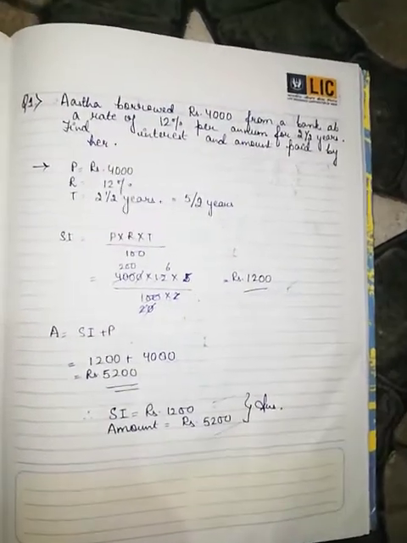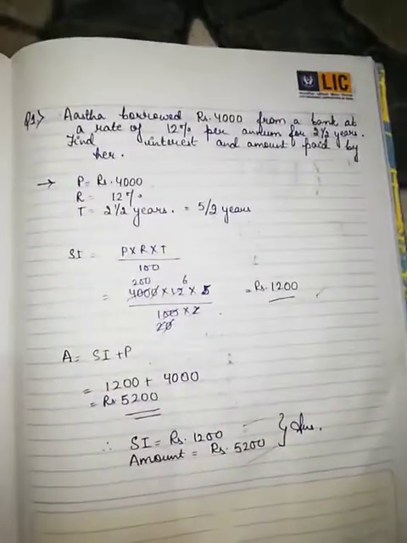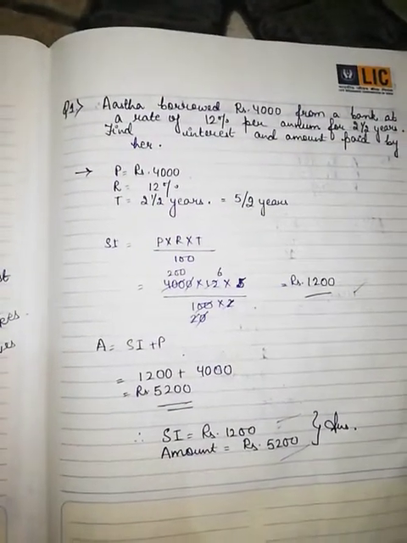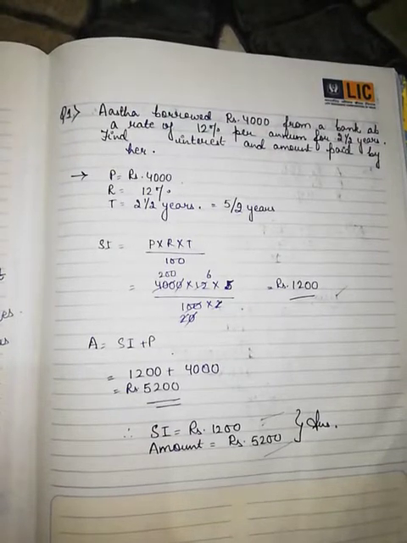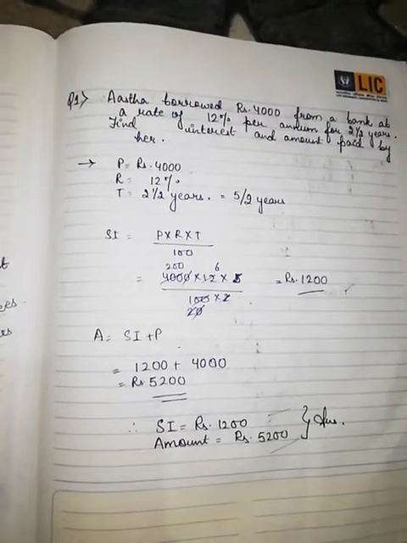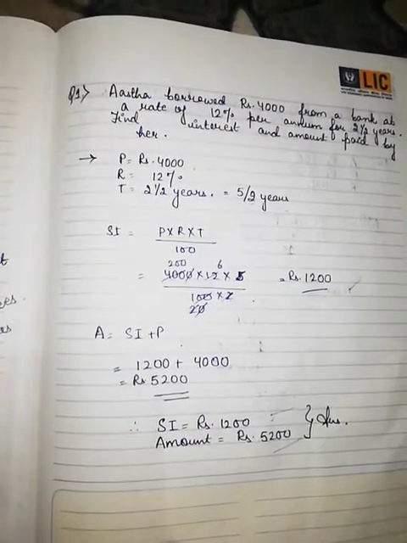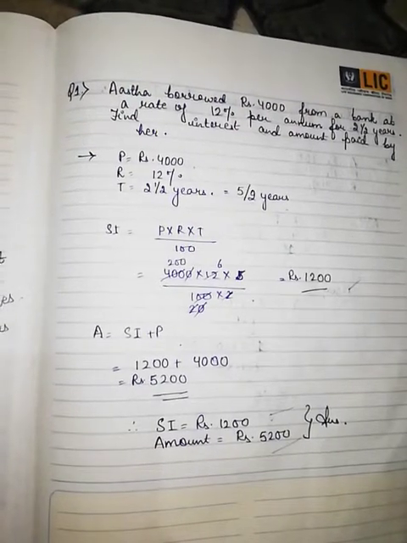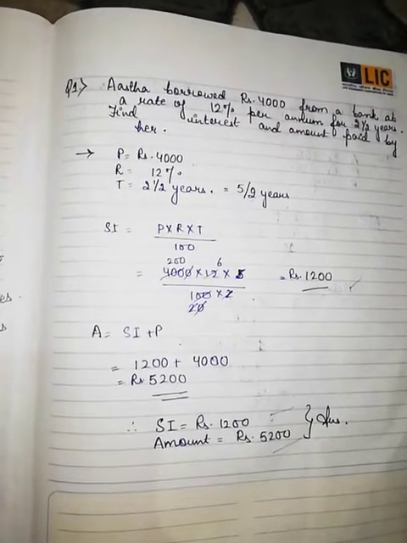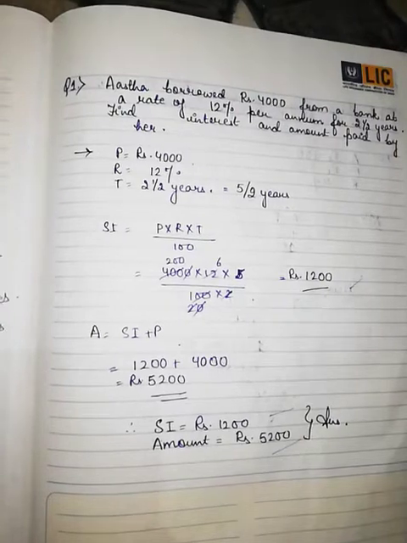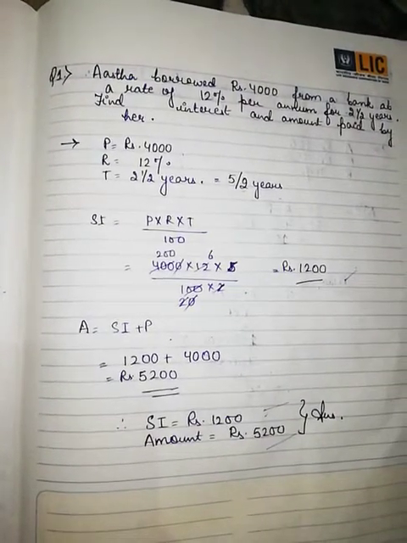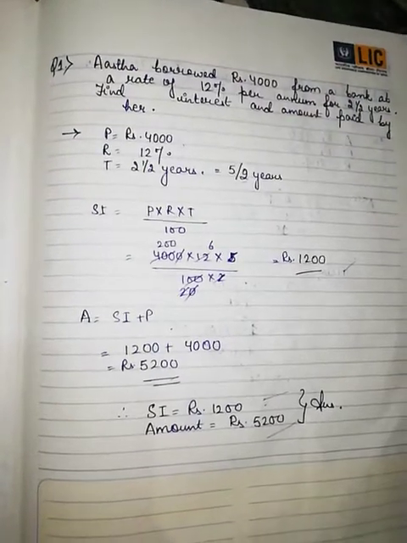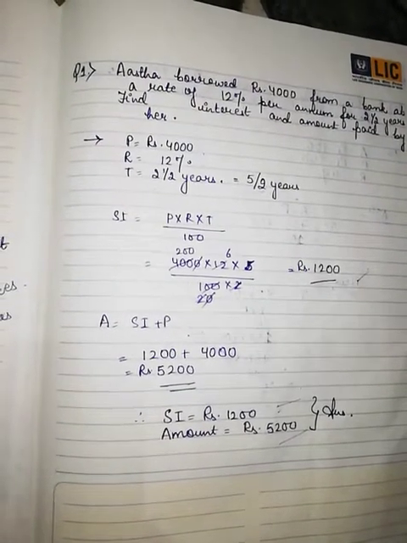The example is Astha borrowed rupees 4,000 from a bank at a rate of 12% per annum for 2.5 years. Find the interest and amount paid by her. Now here in this question, we know the principal, that is rupees 4,000. We know the rate, that is 12%. We know the time, that is 2.5 years. And when we convert into mixed fraction, we get 5 by 2 years.